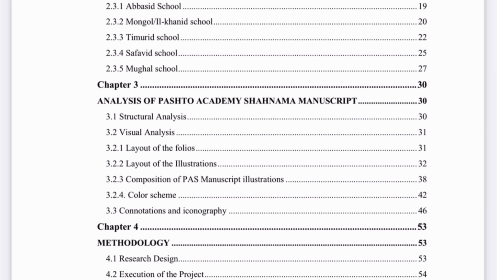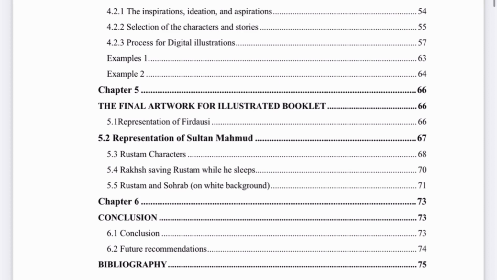Chapter 3 discusses the analysis of the Pushto Academy Shahnama manuscript. It discusses the structure analysis and the visual analysis, which has its own subheadings, for example, the layout of the folios, how the illustration has its layout, the composition of the Pushto Academy manuscript illustrations, the color scheme that has been used in the illustrations, and also the connotations and iconography used by the artist of that era. Chapter 4 discusses the methodology that was followed in the making of the booklet.